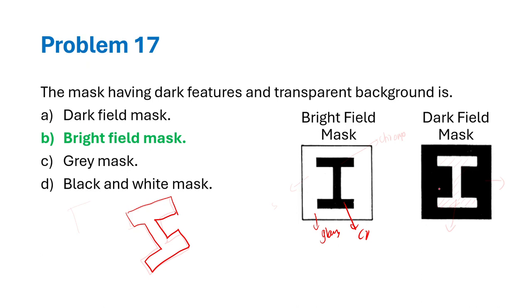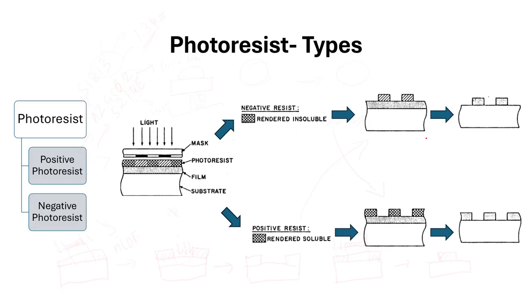In the case of dark field mask, we will have more amount of opaque region and some small amount of transparent region. So light will only pass through this region. We need light exposure to happen to change the property of our photoresist, so that we can make some pattern. So this is what happens in dark field or light field mask.